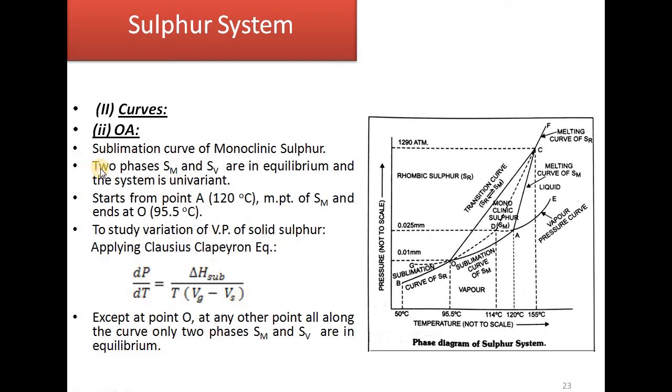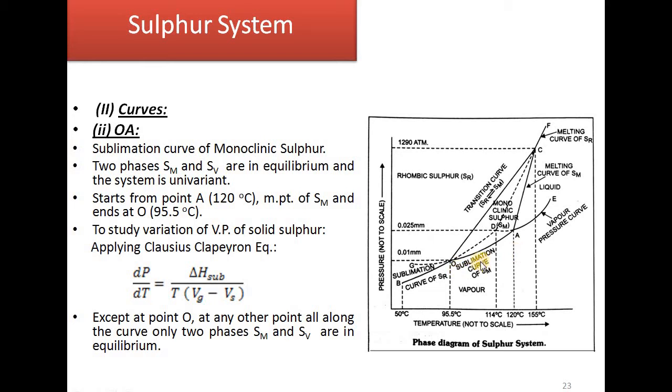Next we are moving to the curve OA, which is the sublimation curve of monoclinic sulfur. Along this curve, two phases in equilibrium are monoclinic sulfur and vapor sulfur, or you can say sulfur in the vapor form, and the system will be univariant. Point A corresponds to the temperature 120 degrees Celsius, which is the melting point of monoclinic sulfur, and the curve ends at point O, which is a transition point.